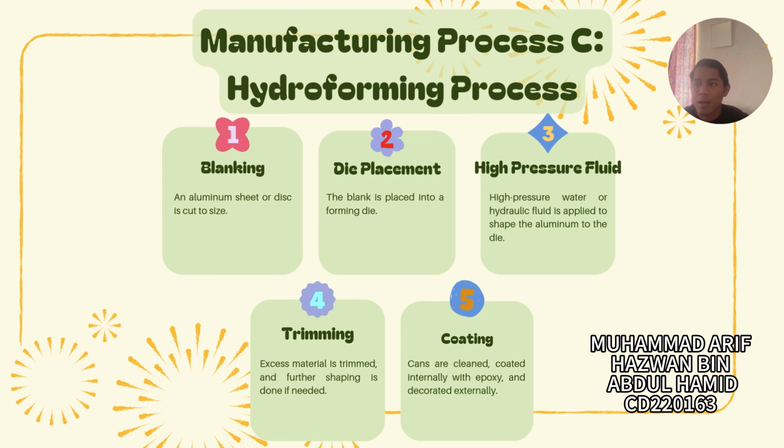final shape. Now comes the key step, which is high pressure fluid application. High pressure water or hydraulic fluid is applied to the blank. This pressure forces the aluminum to conform to the shape of the die. The result is a detailed and precise design that would be difficult to achieve with other methods.